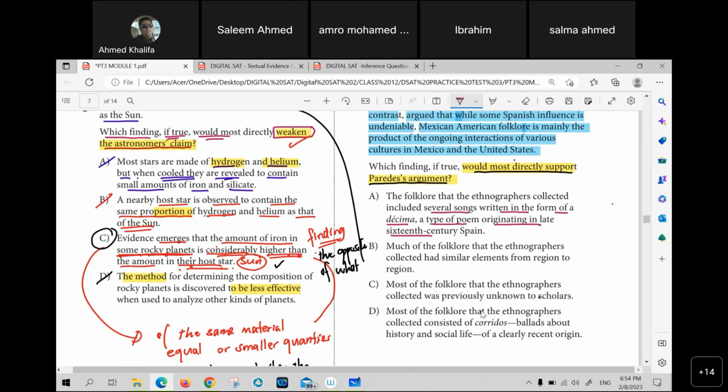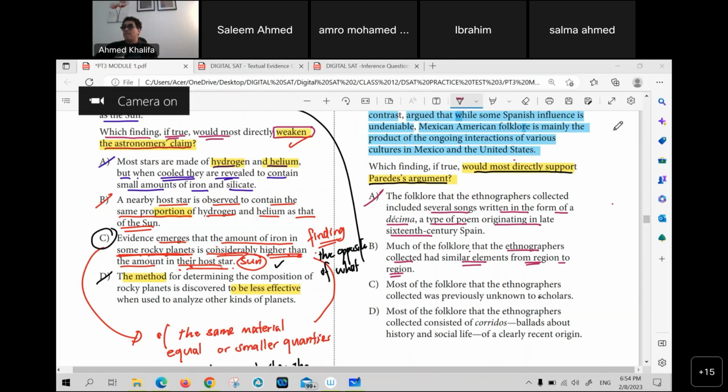You agree? Okay, fine. Much of the folklore that the ethnographers collected had similar elements from region to region. Is it a finding that I could come up with, based on what? Guys, online, based on what? Based on what Bradis claimed.